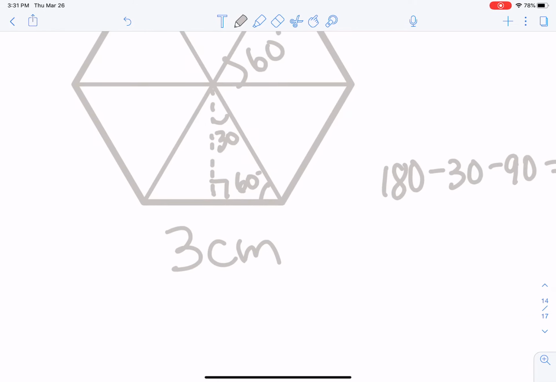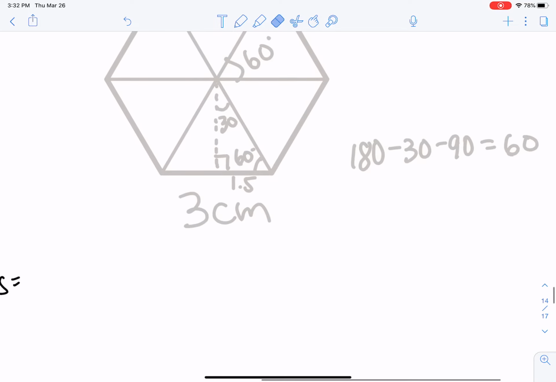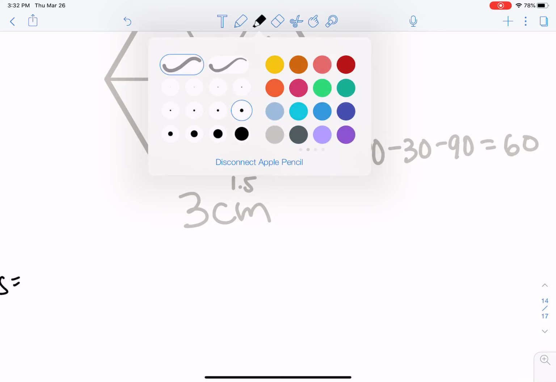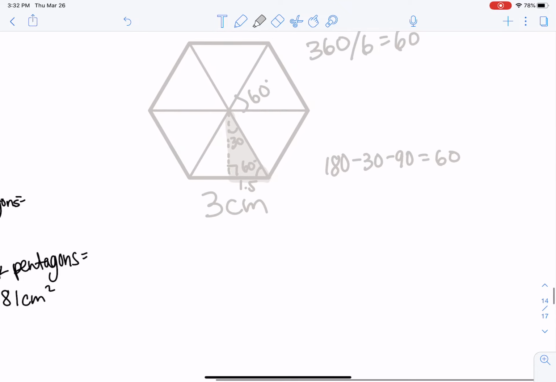On this one, you can use your choice. You can use the rules for 30, 60, 90 triangles, or you can just use trig. I'm going to use trig this time since we used the rules last time. So if the whole bottom is 3, then it's 1.5 for this little guy right here, which makes up the bottom of that half triangle. So if I want to know the apothem here, or the height of that little triangle, I can use 30 or 60. Let's use 30 this time.